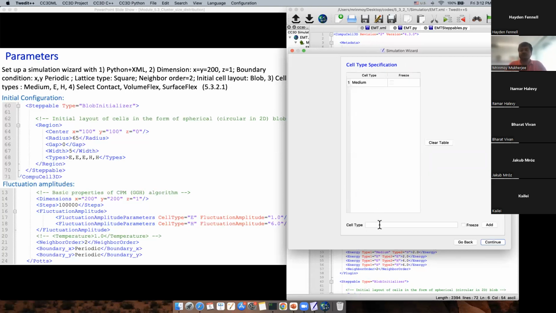Now we'll choose 3 kinds of cells. One is already Medium, and we'll choose an epithelial type, call it E, and a hybrid type, call it H.